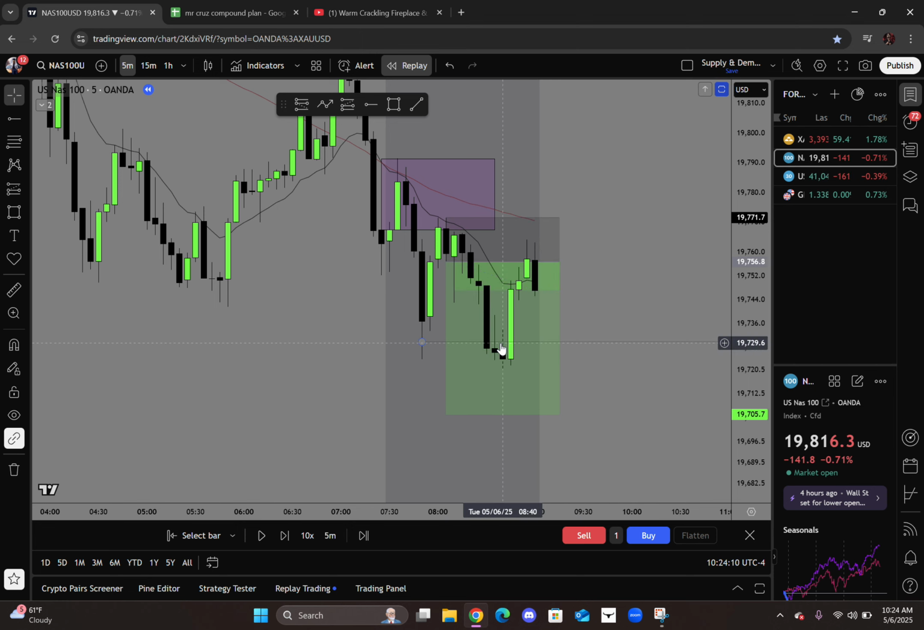Boom. Here I saw this candle and it broke that last candle low, right? That was rejecting off our zone. So I got in again. Now I have two positions in this trade. And here price started dropping.